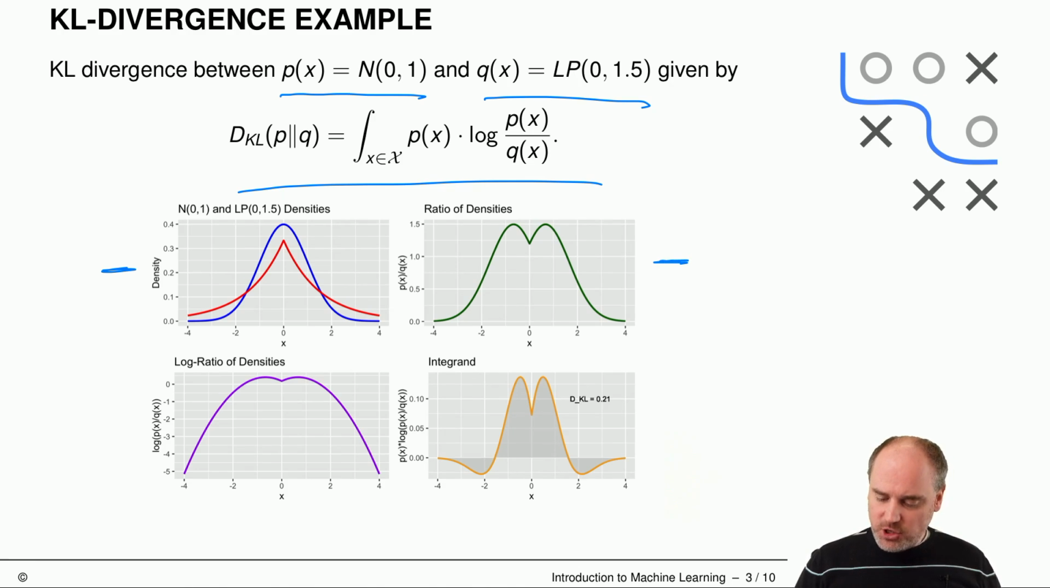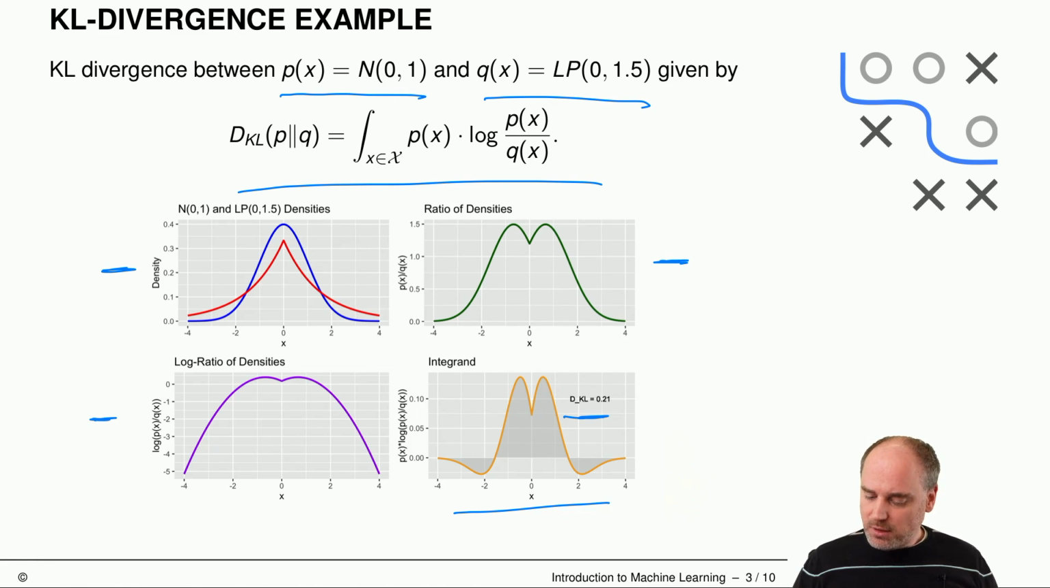We now calculate the ratio of the densities. I'm not sure whether this helps, but I just want to visualize a little bit how the computation works step by step. So we calculate here the ratio of the densities. Then we take the log of the ratio of the densities. And then we multiply that with P, integrate everything out, and we arrive at our Kullback-Leibler divergence between P and Q, which is here 0.21. And I guess if you want to do this yourself, either in R or Python, maybe try to calculate it.